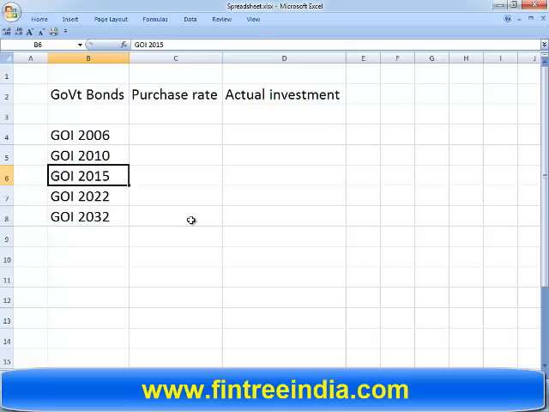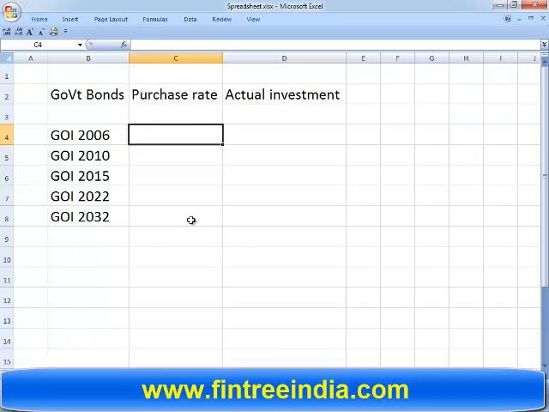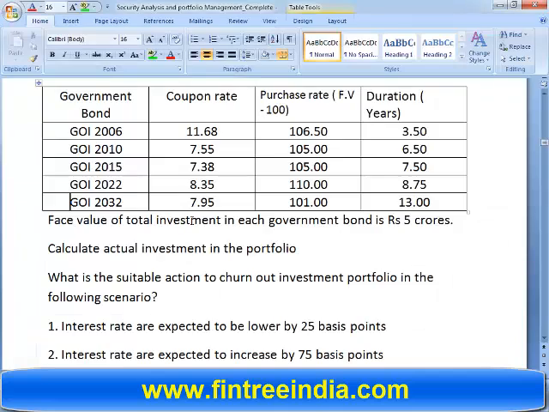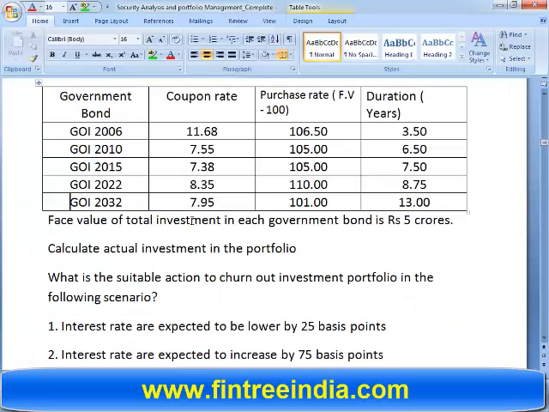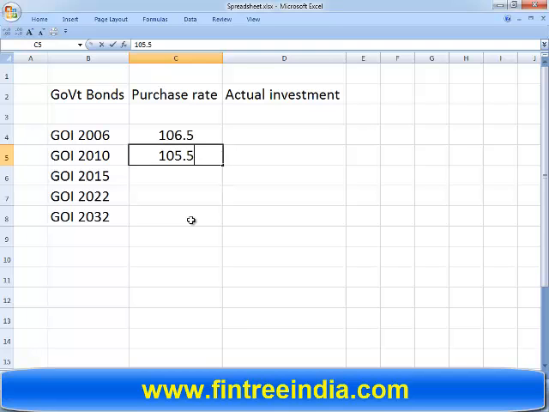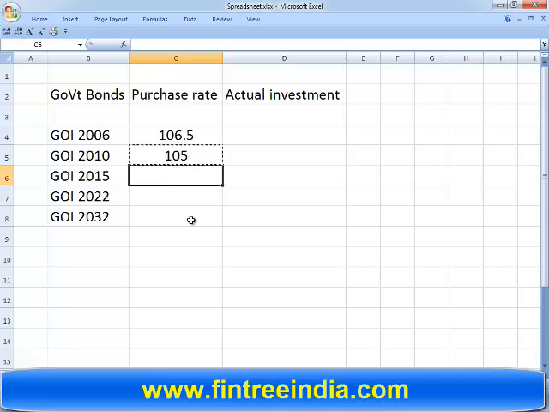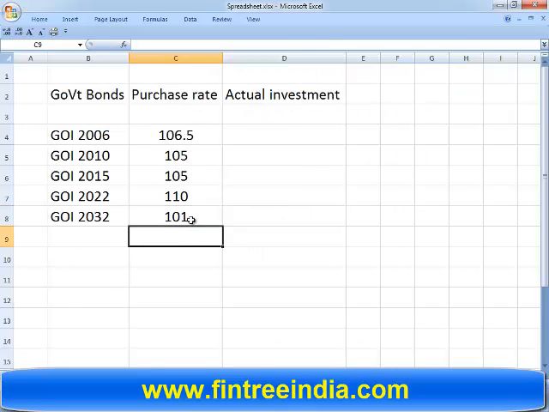Then purchase rate: 106.50, 105.50, in fact 105.00, then same 105, 110, 101.